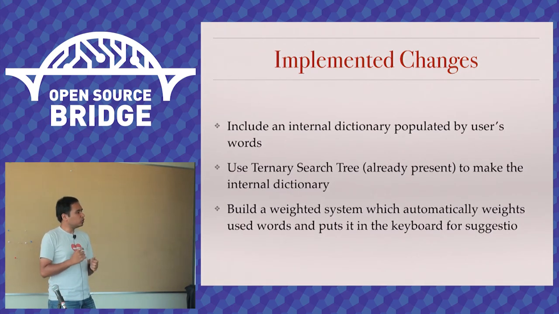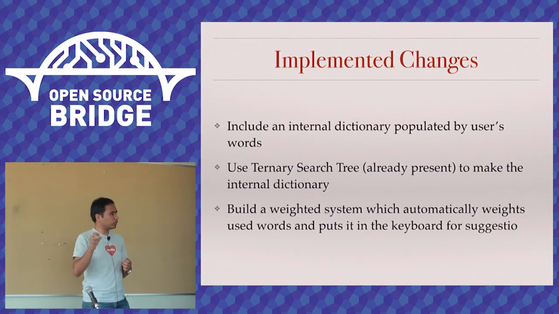The moment you type new words, they get added to the internal one, and the next time you type it, it automatically assigns a new weightage to that. Every time you type it, whatever frequency you type it with, the weightage gets incremented. And next time you type it, that is compared to the existing dictionary, so that it knows what to suggest and what not to.